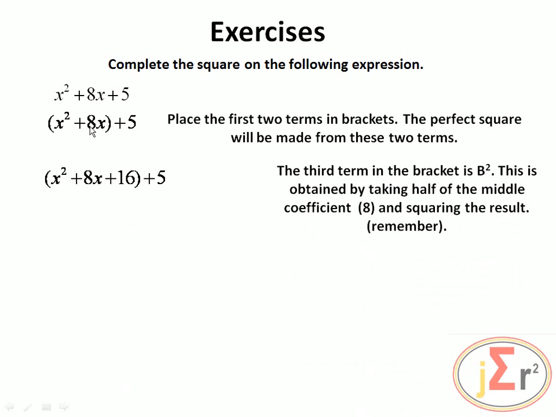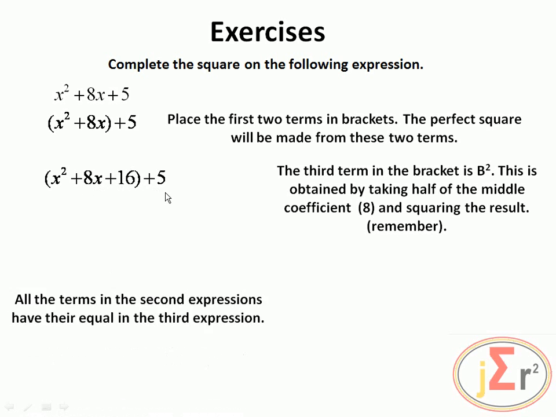After placing the first terms in brackets and leaving the other one out, what do we do? We include a third term which will complete the square. So the third term in the bracket is b squared. This is obtained by taking half of the middle coefficient, which is 8, and squaring the result. Remember what we did just now. In order to get this third term, we took half of 8 and squared that. So half of 8 is 4.